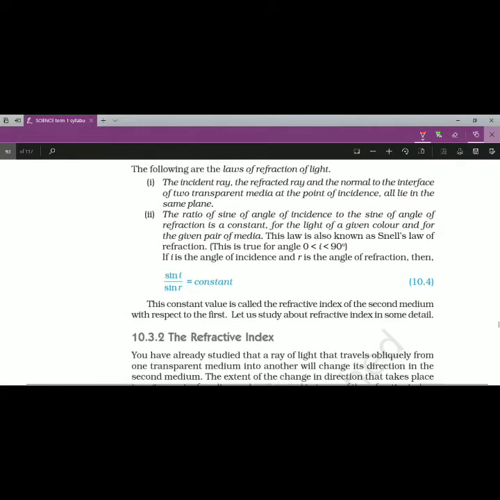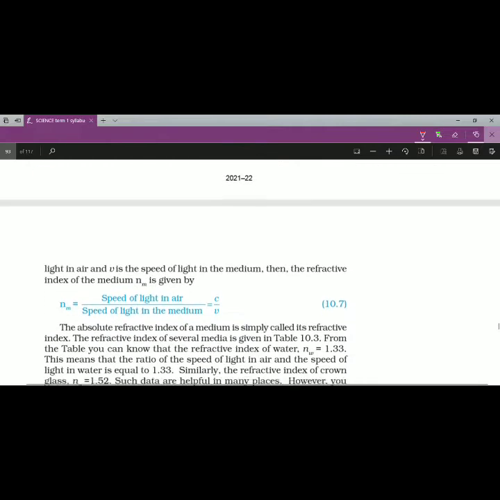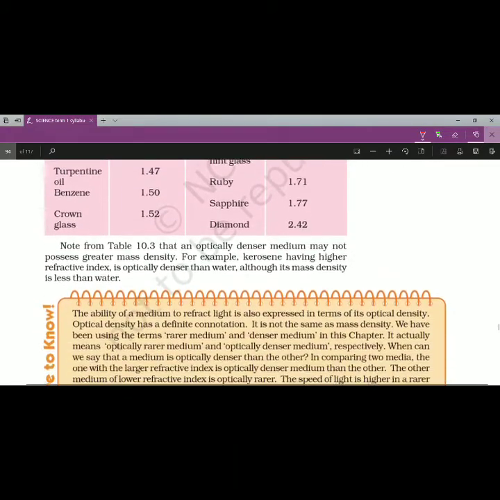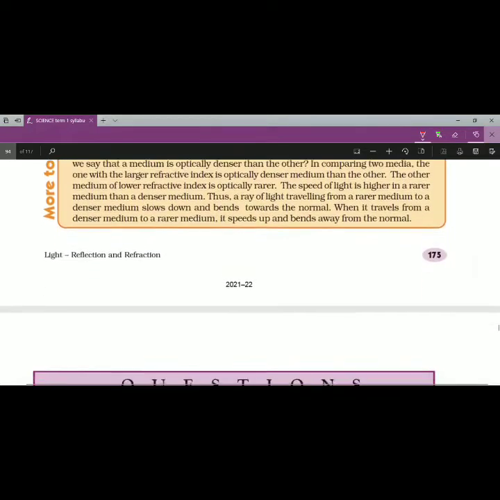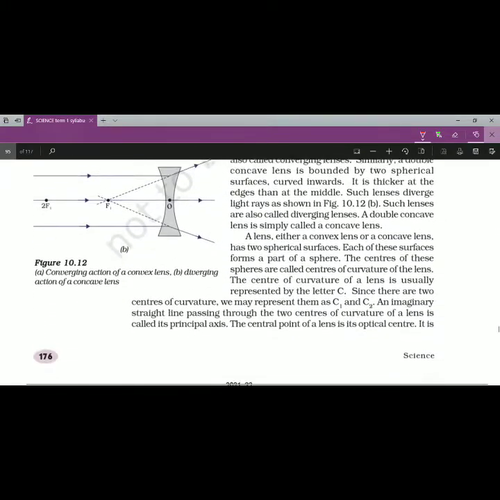Laws of refraction, then refractive index, very important. On the basis of this you can get one or two numericals also. This chapter will get the maximum weightage in the examination. This chapter and life processes also. Life processes will be of 10 marks. At the end I will tell you the marks distribution properly.